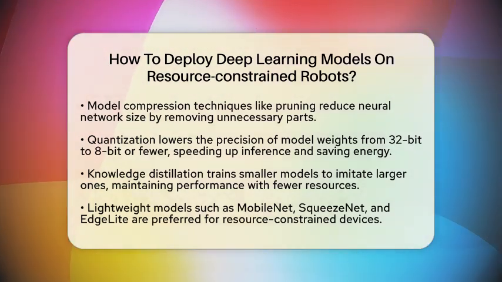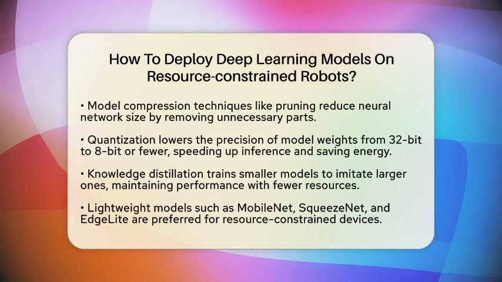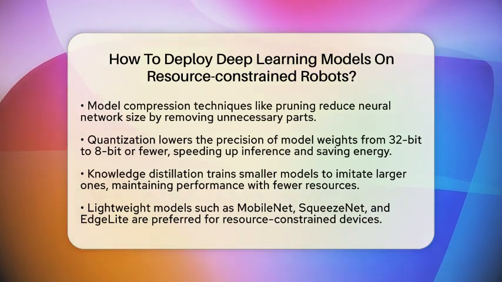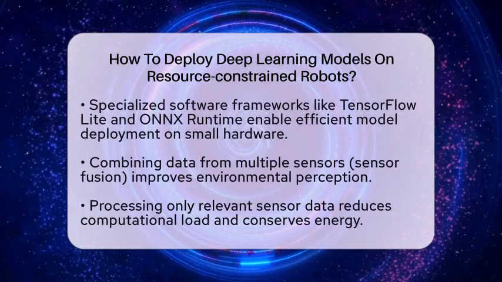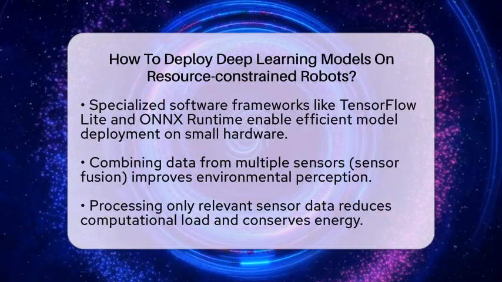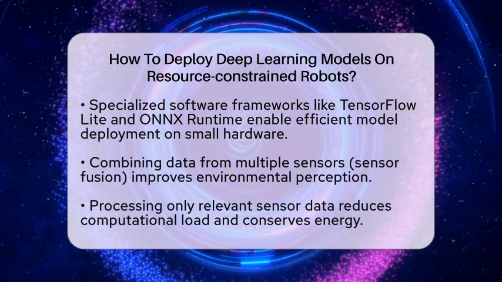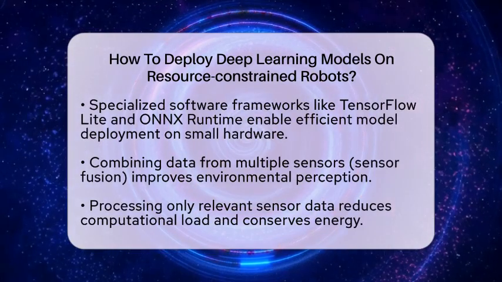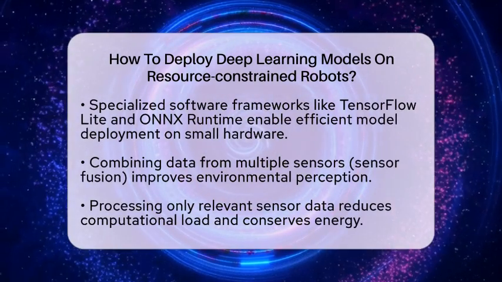Running these models efficiently requires special software tools. Frameworks like TensorFlow Lite, ONNX Runtime, or custom robot operating system frameworks are built for low-resource devices. For example, TensorFlow Lite allows models to run smoothly on microcontrollers and small chips, making real-time decisions possible. Some frameworks even integrate directly with robot control systems, like the robot operating system, to streamline deployment.